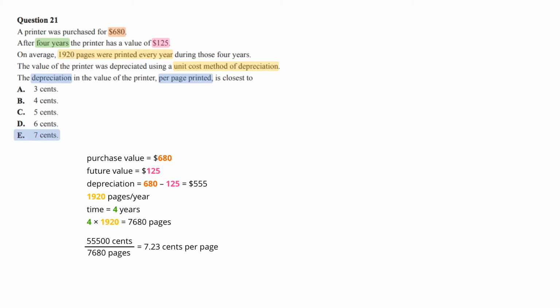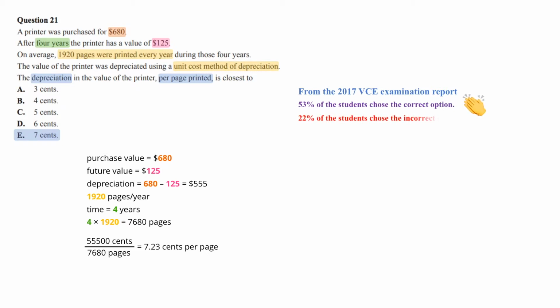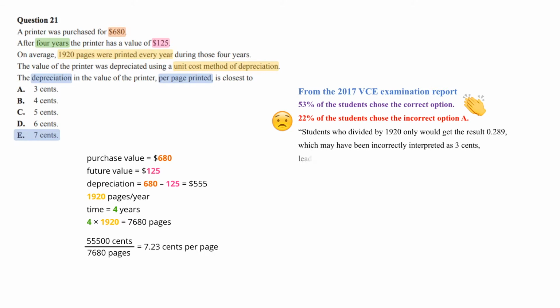From the 2017 VCAA examination report, 53% of the students chose the correct option, with 22% of the students choosing the incorrect option A. Students who divided by 1,920 only would get the result 0.289, which may have been incorrectly interpreted as 3 cents, leading many students to choose option A.